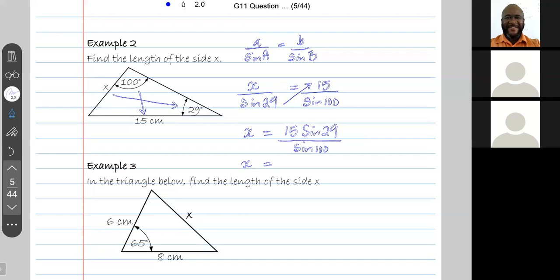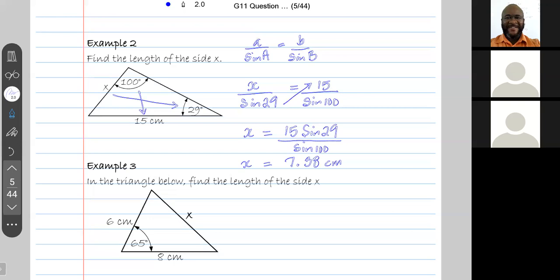X would be equal to, so using our calculator, we have 15 sine 29, and this now is divided by the sine of 100. The answer I'm getting is 7.38. X is 7.38 centimeters.